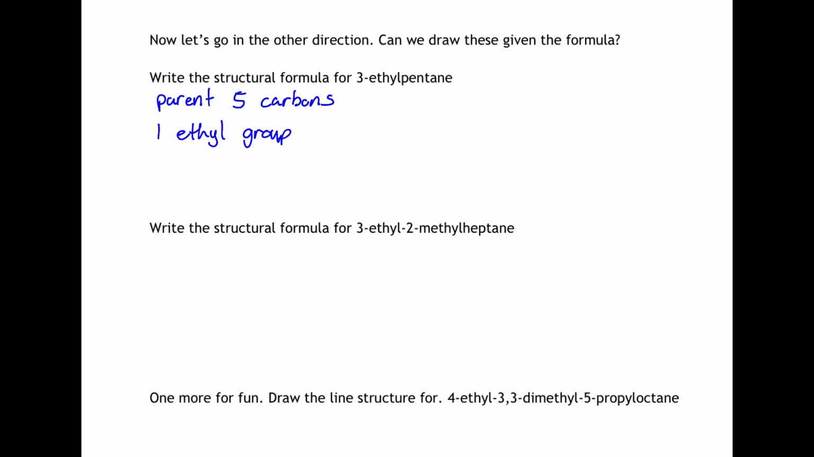How many carbons does an ethyl group have? 2 carbons. So there are 2 carbons in one ethyl group. Where is the ethyl group? On the 3, right? So one ethyl group on the third carbon. So that's all the information we need.